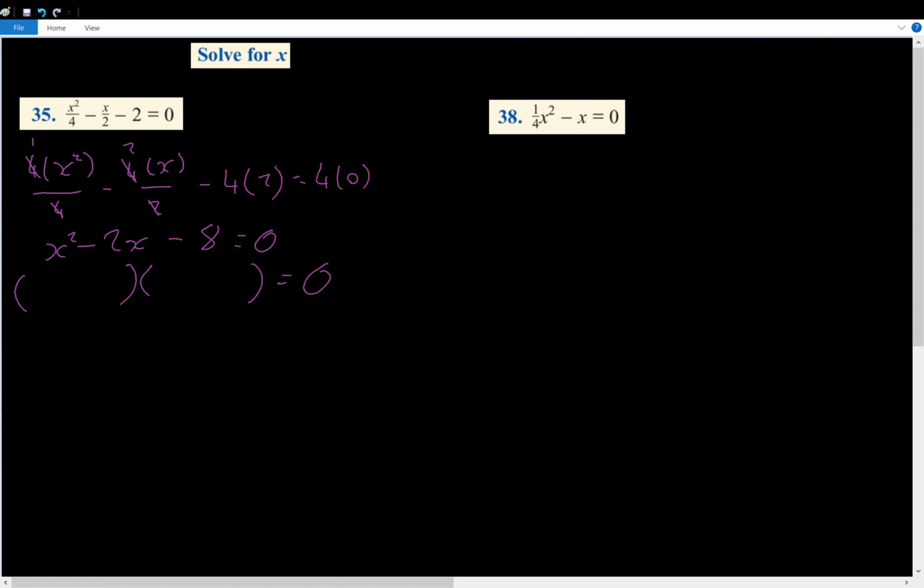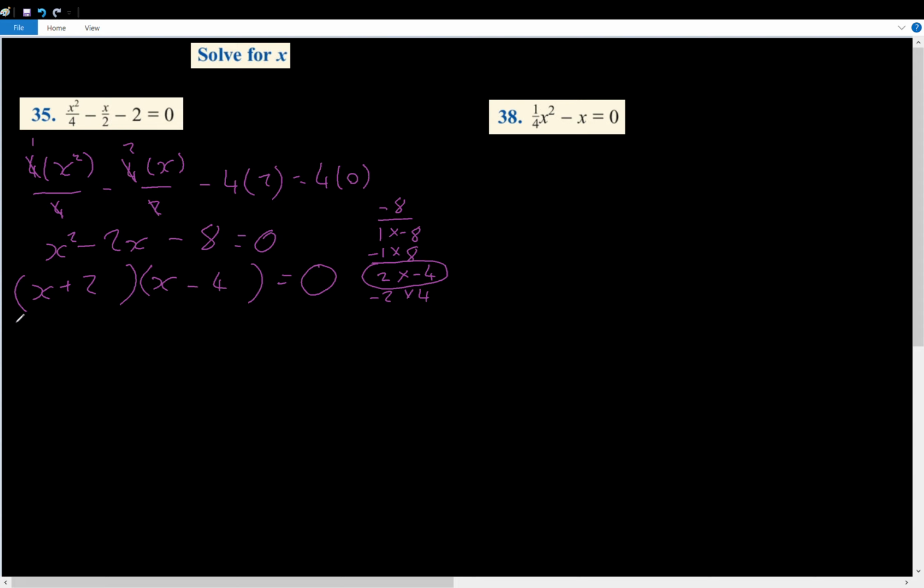Our first term in each bracket are going to be factors of the first term in our quadratic, which is x squared, and they're going to be x and x. And our second terms are going to be factors of minus 8 that sum to minus 2. So let's look at our factors of minus 8. We've got 1 times minus 8. We have minus 1 times 8. We have 2 times minus 4. And we have minus 2 times 4. And since we're looking to get to minus 2, we're going to choose plus 2 and minus 4. So it's going to be x plus 2, x minus 4.